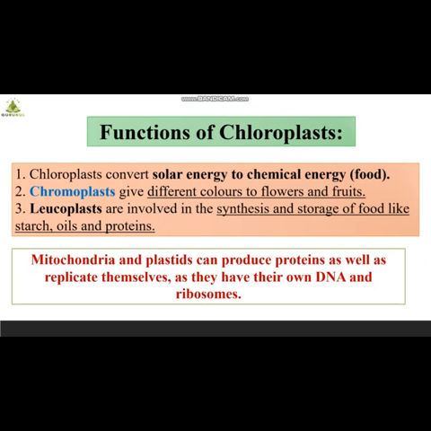Okay, let us understand the functions of chloroplast. The very first function is very obvious, that chloroplasts convert solar energy to chemical energy, chemical energy in the form of food. Yes, they store food. Second point, chromoplasts give different colors to flowers and fruits. Yes, chromo means color. So these chromoplasts are going to give different colors to flowers and fruits. Then we have leucoplast. Now what are leucoplasts going to do?